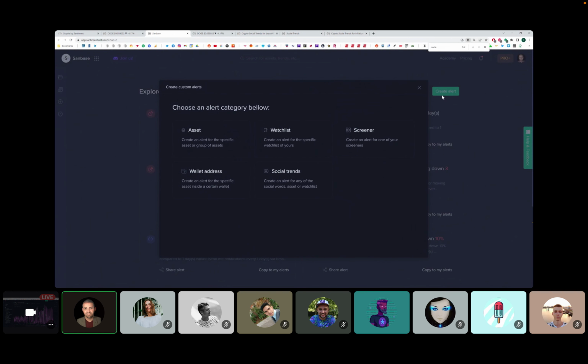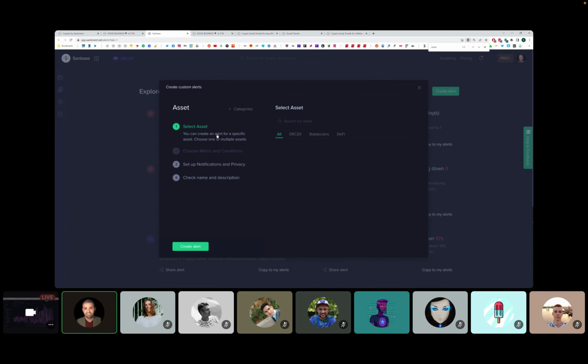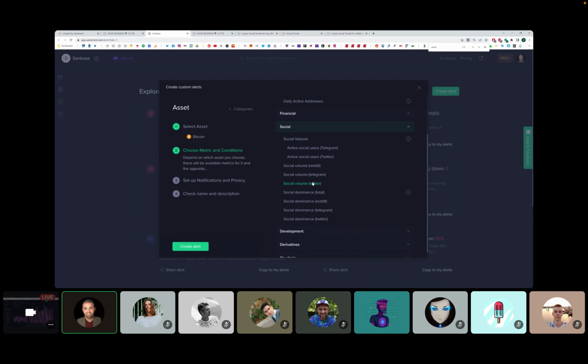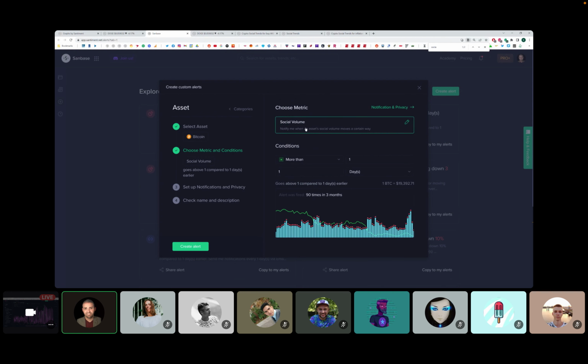So we can recreate something like that. We can go to create alert. We'll just do one asset. I think that's easiest. It's going to tell us to select an asset. We'll just go with Bitcoin. We'll click on choose metric. We can go to social. We'll do something like a general social volume spike. And this is actually going to bring up a graph and tell us how often a social volume spike at the current set size is going to hit and give us an alert on that.